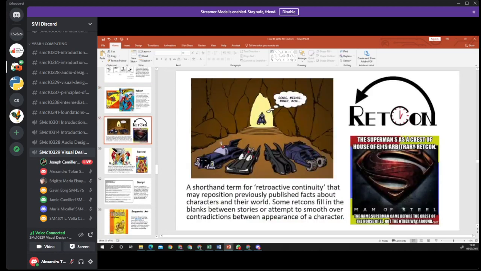We have the retcon, where we go back. It stands for retroactive continuity. It goes back in time. Remember when we were talking about those loopholes? The retcon is when you go back and fill up those loopholes and try to make things a bit more understandable. So basically retcons fill in the blanks between stories or attempt to smooth over contradictions between the appearances of a character.